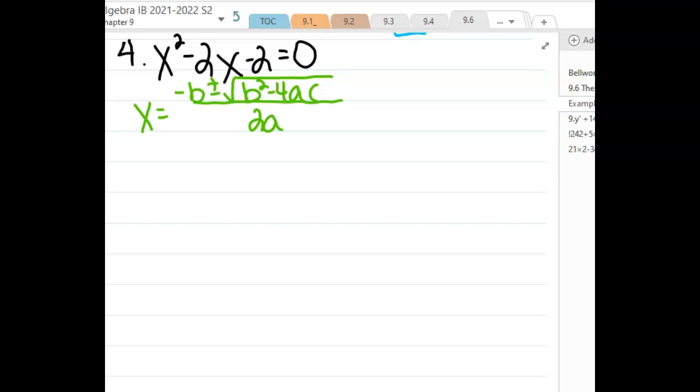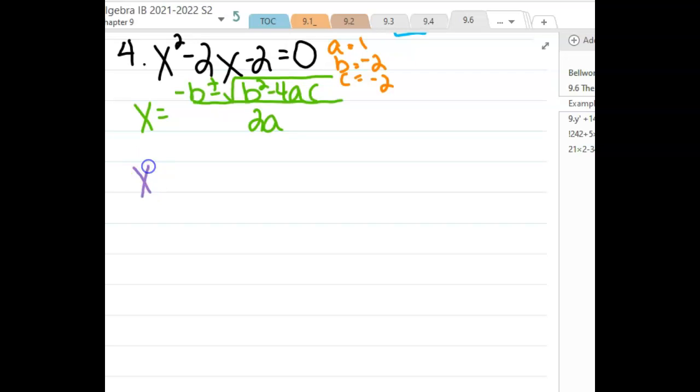Then we want to go back and identify our A, B, and C. Remember, you can only identify A, B, and C if it's equal to 0, which this one is. This one's already set equal to 0. So, A is the number in front of your x squared. What's my A? 1. My B would be what? Negative 2. And my C? Also negative 2.